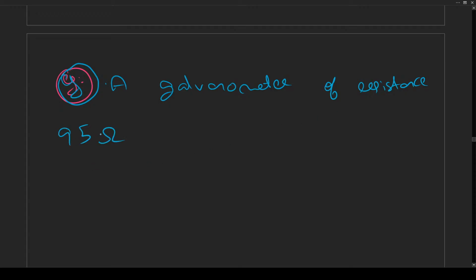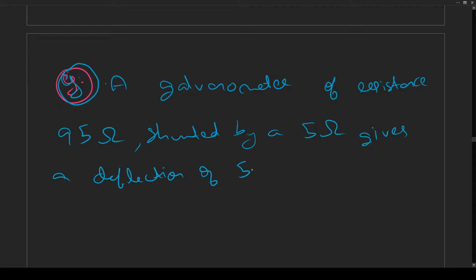Let's go to the next question. A galvanometer of resistance 95 ohm, shunted by a 5 ohm resistance, gives a deflection of 50 divisions.